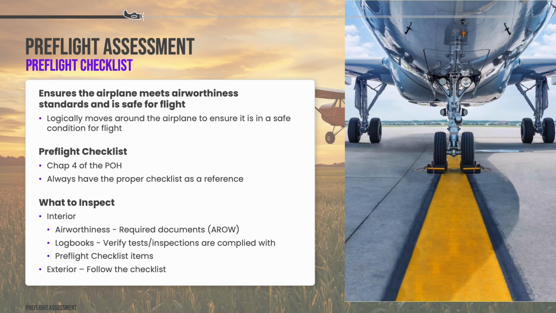So what to expect then, we have to look into the interior, and we're going to look for the airworthiness required documents, the logbooks. We don't always have to have the logbooks in the aircraft, but we do want to make sure that the ADs and all the things that are supposed to be complied with and inspections are complied with. And then we're going to look at the pre-flight checklist items, and then we'll walk around the exterior of the aircraft.